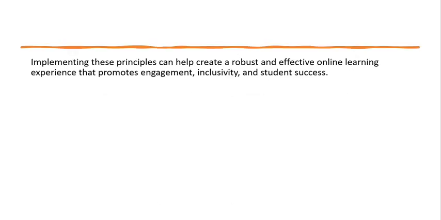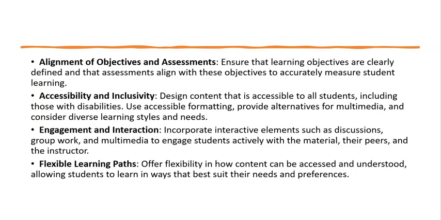And this is what it wraps up with. Implementing these principles can help create a robust and effective online learning experience that promotes engagement, inclusivity, and student access. So these are pretty helpful. In a sense, they're very general, right? We can use the large language model to dig into each one of them and say, hey, can you give me an example of, say, engagement and interaction? What are some ways that I could do that?